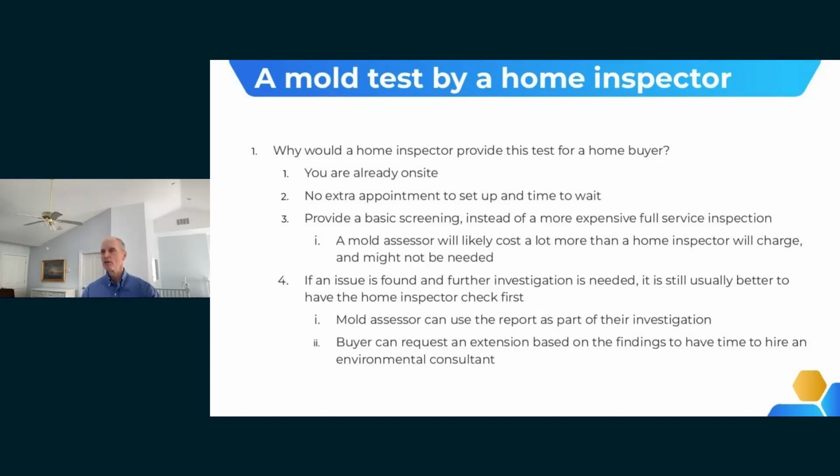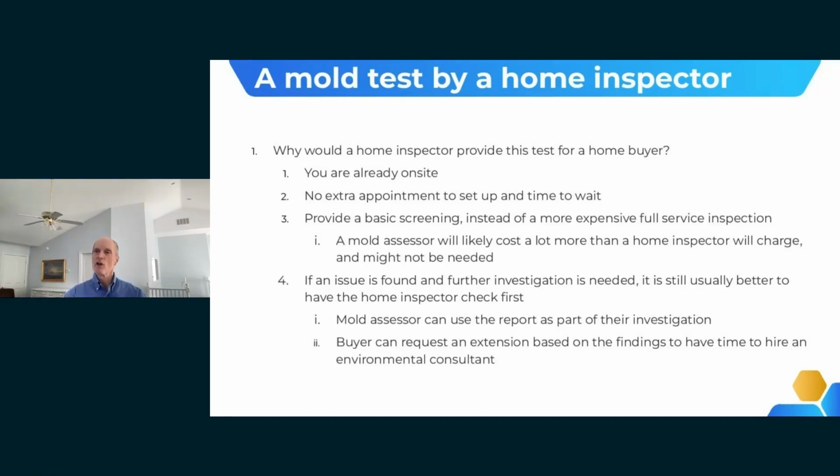So you wouldn't have to set up that extra appointment, wait for time for them to get out there, and do the reporting. So there are times that the report would indicate there is a problem and you may not be able to identify it. And it may need an extra pair of eyes on.